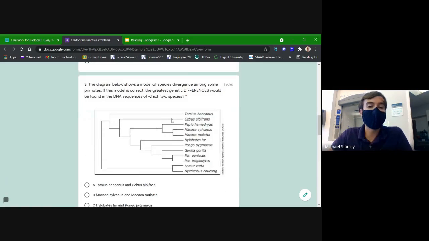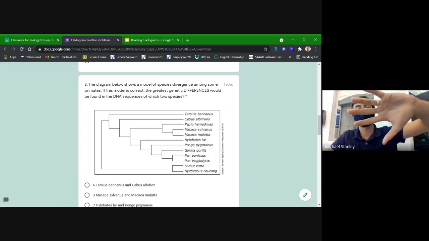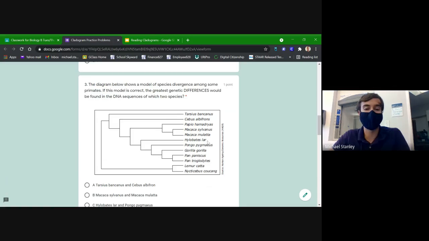This is a little bit different version of a cladogram. Sometimes cladograms are put on their side like this because it makes it easier to read all of the names of the different species. These are different apes, I believe, or monkeys, different primates. So it's put on its side, but it acts the exact same way as a normal cladogram.